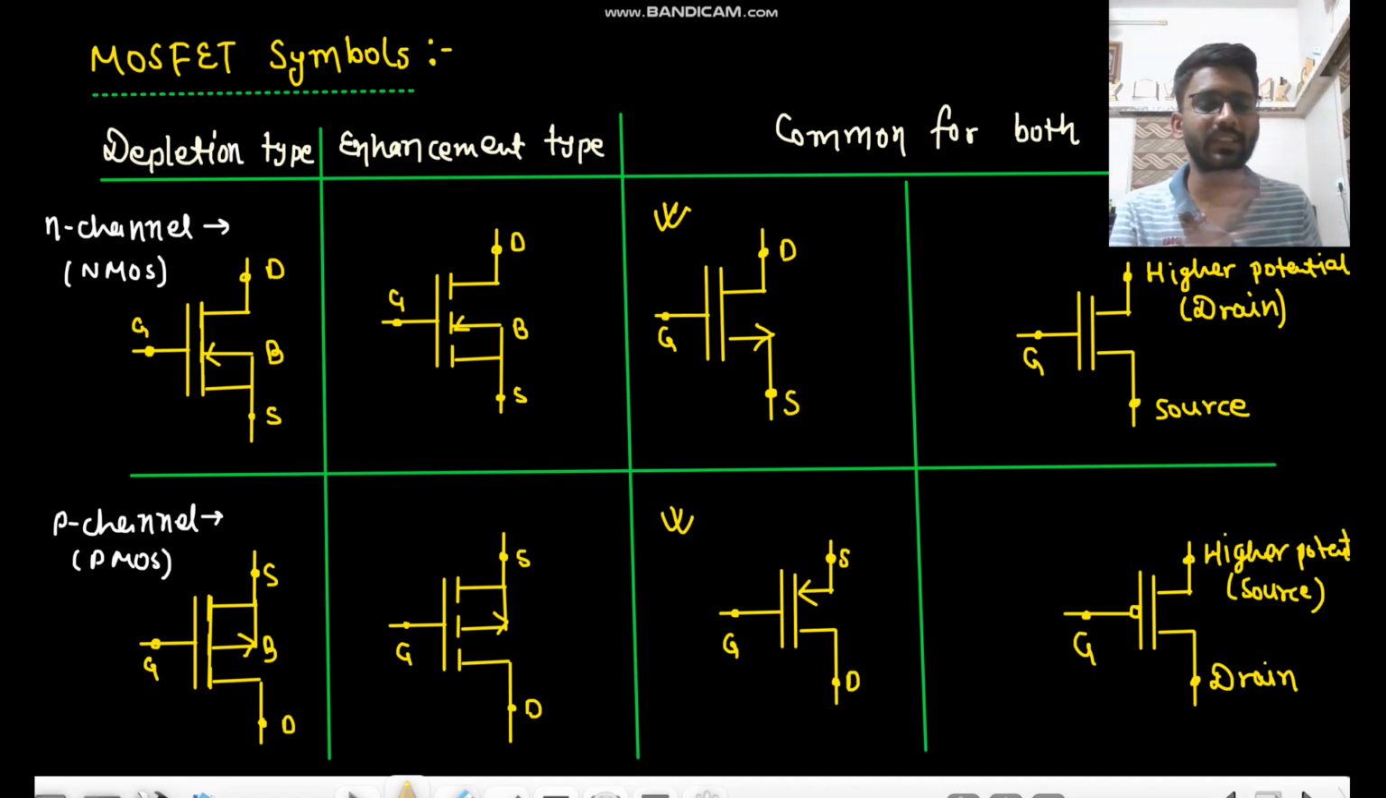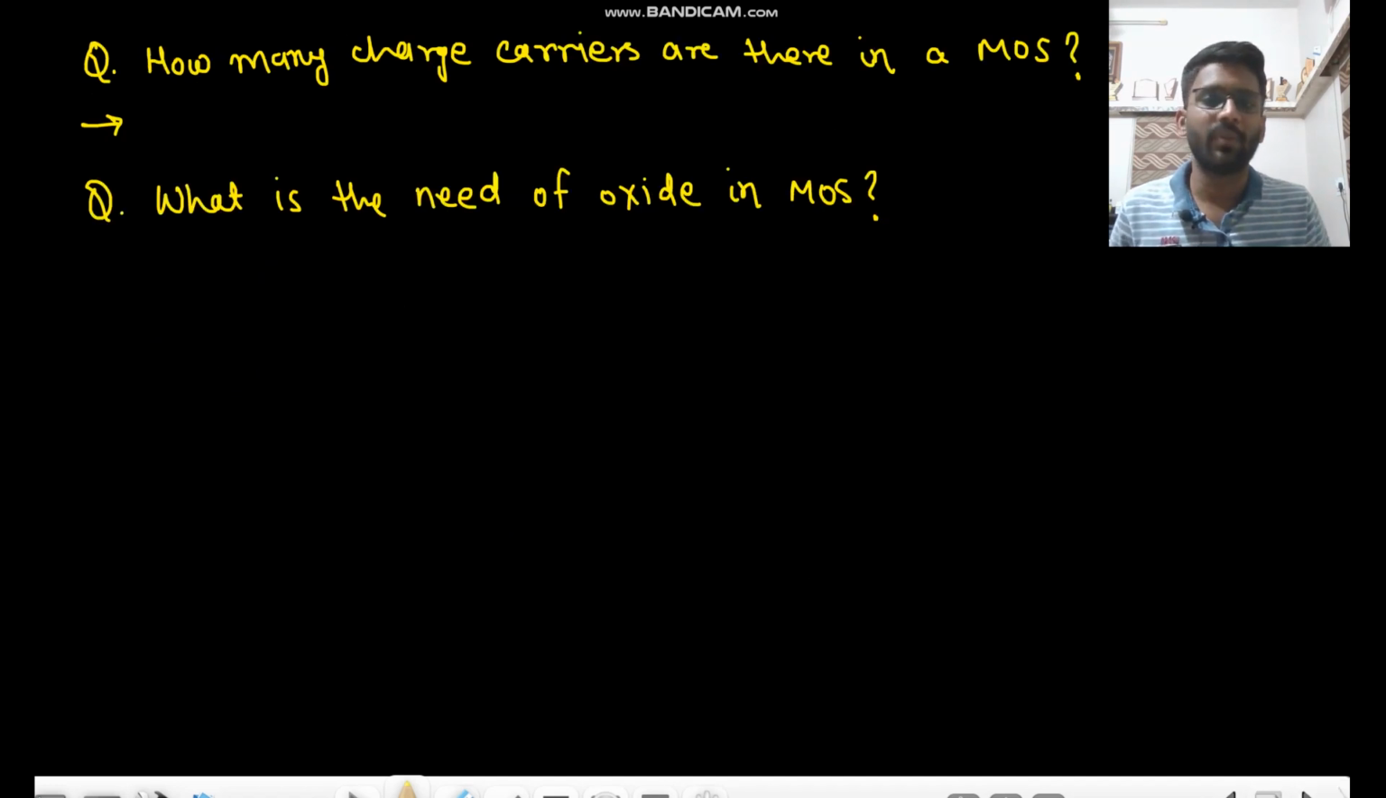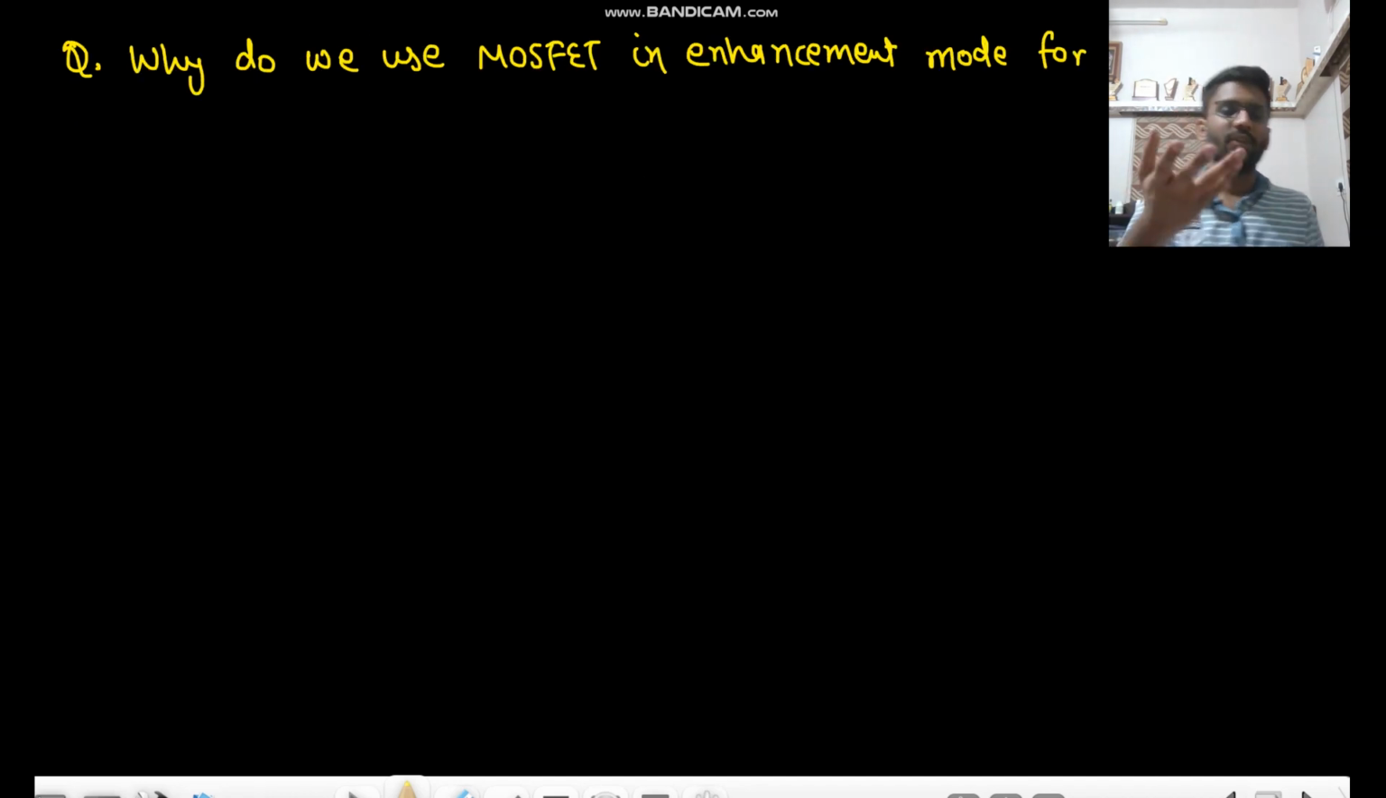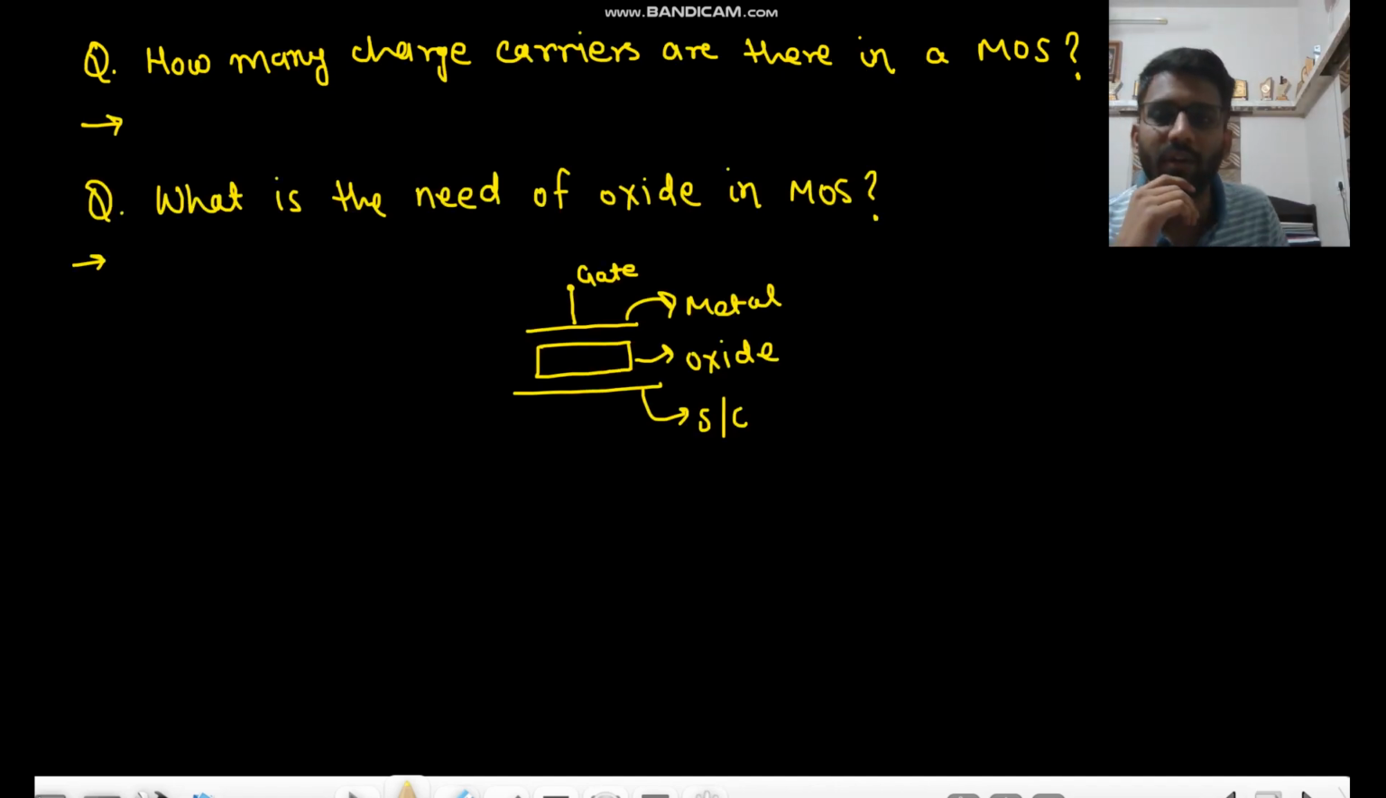Now we will see some common questions, like how many charge carriers are there in a MOS, and what is the need of oxide. These we have already answered. But many times again we will see why we use MOSFET in enhancement or for amplification. So these answers we will see now. Hello everyone, now we will see some important questions that can be asked based on MOSFETs.